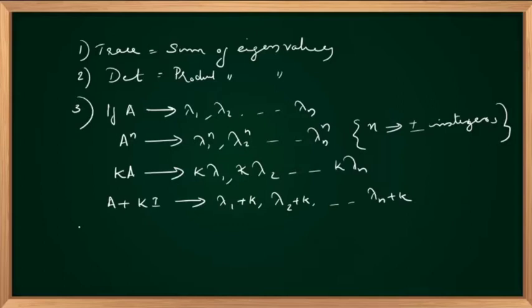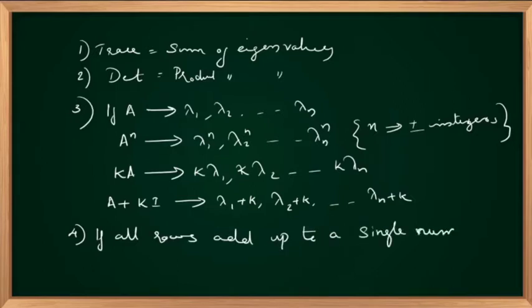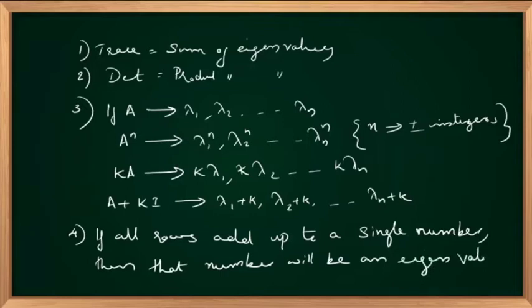Now I'll list out another important property of a matrix's eigenvalues. If all rows add up to a single number, then that number will be an eigenvalue. Okay, this was a property. I don't think this was listed in the previous class. So if all rows add up to a single number, then that number will be an eigenvalue.